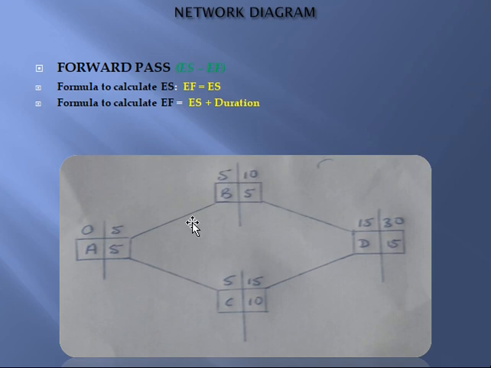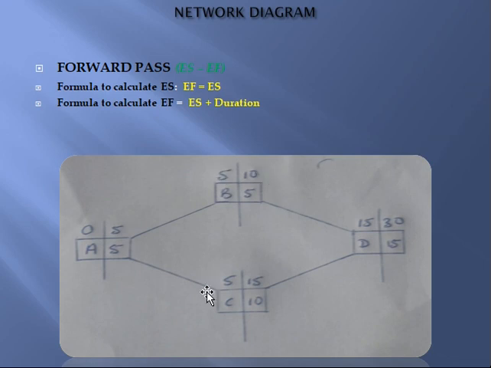Now to get the early finish for activity B, you simply apply this formula: early start plus duration. That is to say 5, which is the early start, plus 5, which is the duration, and you get 10, which will be your early finish for this activity B. So your early start is 5, while your early finish is what? 10. After adding 5 plus 5, you get 10.